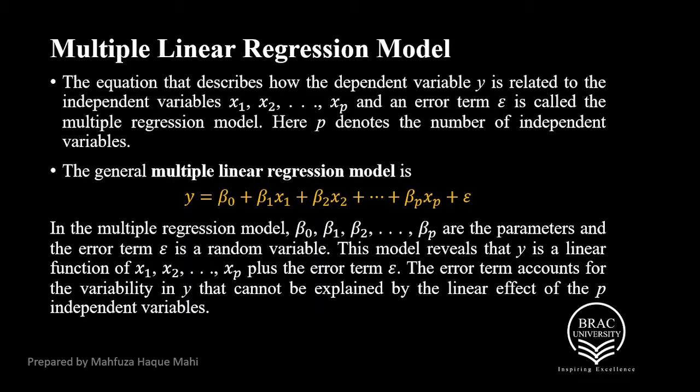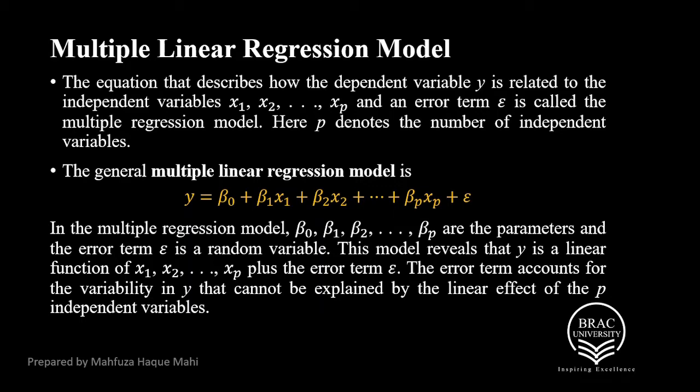The equation that describes how the dependent variable y is related to the independent variables x1, x2 up to xp and an error term epsilon is called the multiple regression model. Here p is the number of independent variables. The general multiple linear regression model is y equals beta 0 plus beta 1 x1 plus beta 2 x2 plus up to beta p xp plus epsilon.